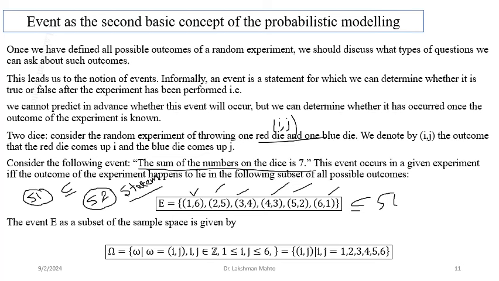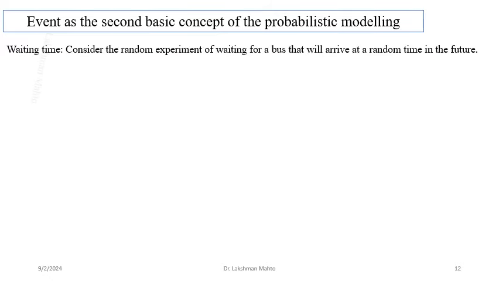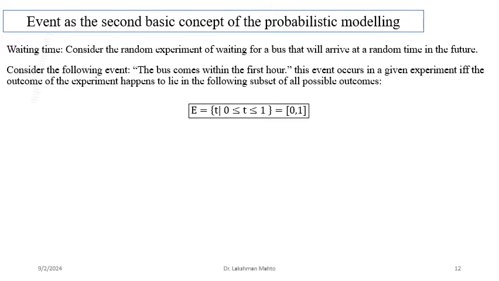Second one is, for the event, which we generally denote by E, it must satisfy two things that we came across. First, a subset of the sample space, second, a statement. Then I will come up with another example like that.